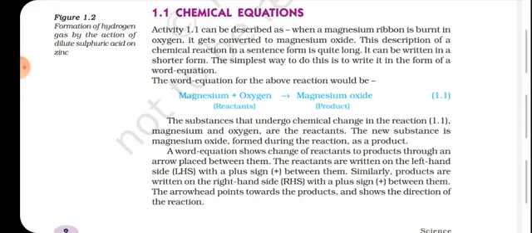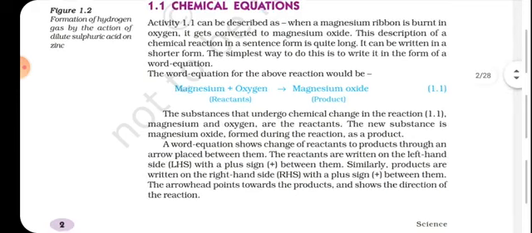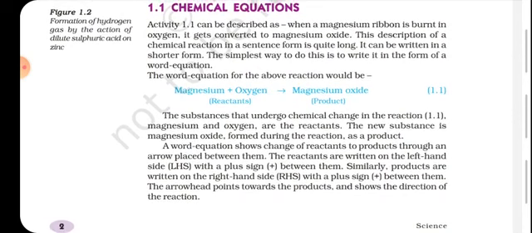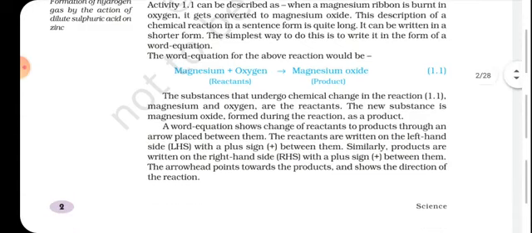The substances that undergo chemical change are known as reactants. The elements which are going to be changed. I hope you can understand, students. The substances which are going to change their original identity or lose their identity are known as reactants, and the new compounds that they give after the change are known as products.